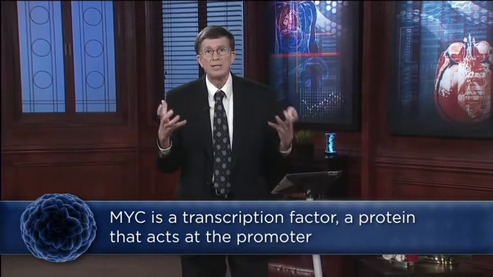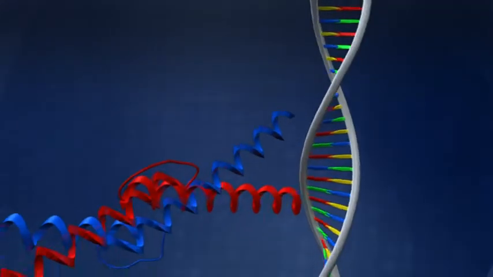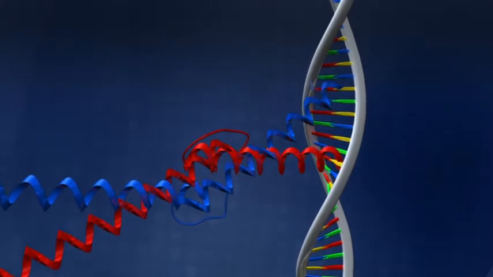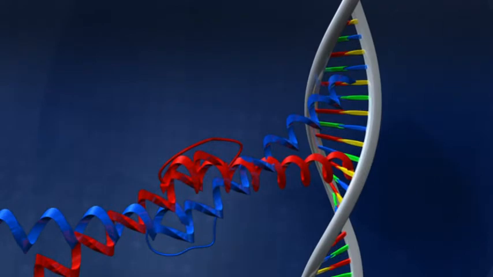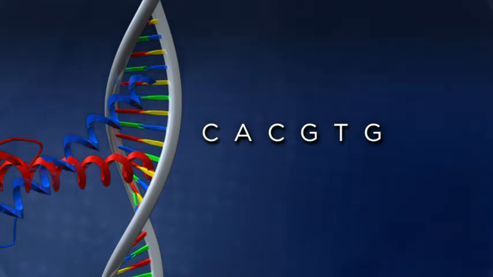How does MYC do it? MYC is a transcription factor. MYC is a protein that acts at the promoter. In fact, if you look at the structure of MYC, you see something very similar to what I showed you in the last lecture. Remember this protein that bound to DNA, and it kind of had these arms that went out to DNA and recognized the DNA. And in fact, in the case of MYC, it has a specific sequence in the promoter it's looking for. The sequence is called CACGTG on one of the DNA strands. So MYC has a protein structure that goes in and just looks for that specific sequence.